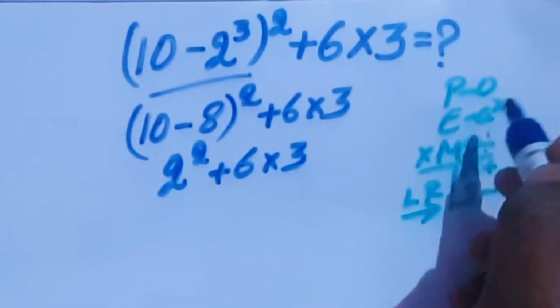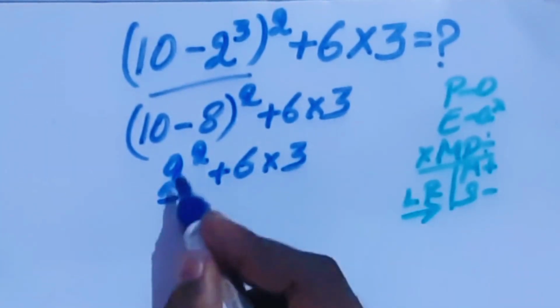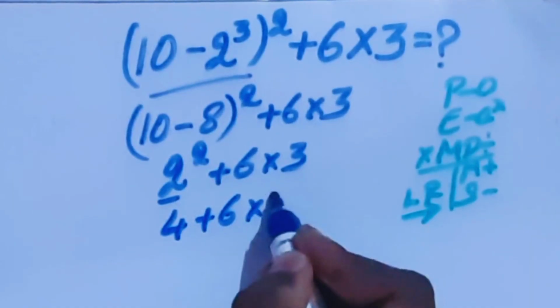The next priority is exponent. So we have to do this exponent before this addition and multiplication. Here 2 power 2 is 4 plus 6 times 3.